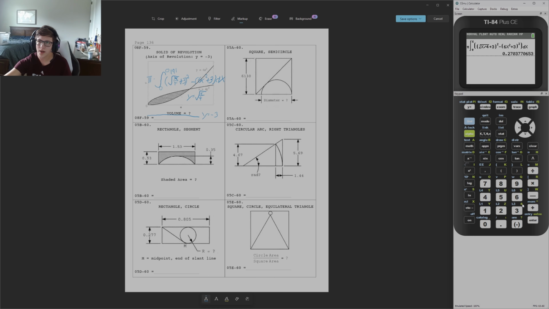All right, I think I forgot to write a square right here. There we have it. So square that. So big R squared minus little r squared. You find the integral, you multiply by pi. And our volume is now 0.270. Awesome. So that is our first answer.